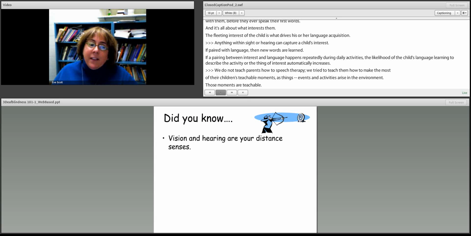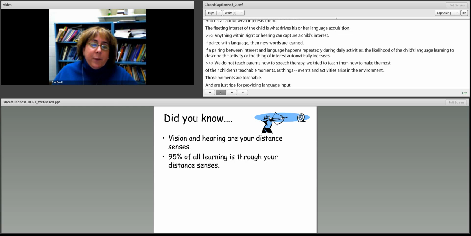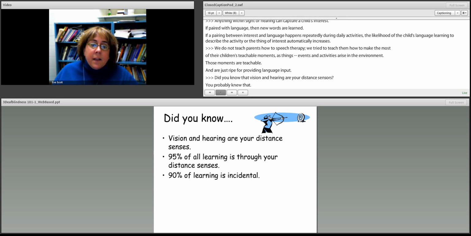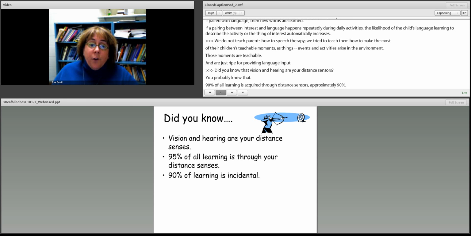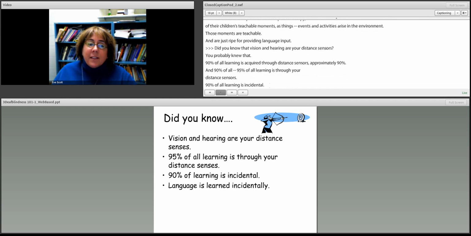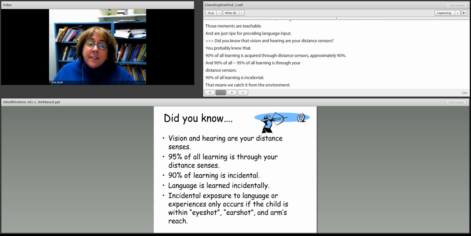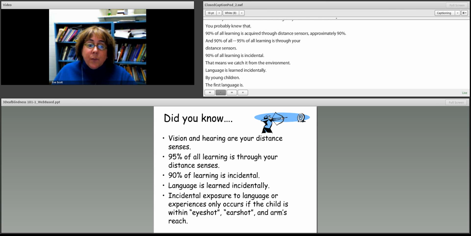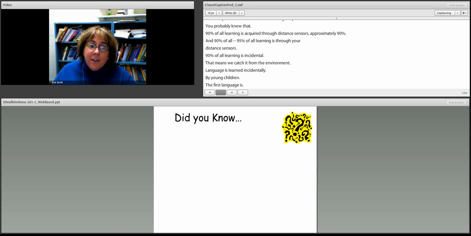Did you know that vision and hearing are your distant senses? You probably knew that. Approximately 90% of all learning is acquired through distance senses, and 90% of all learning is incidental. That means we catch it from the environment. Language is learned incidentally by young children, the first languages. Incidental exposure to language or experiences only occurs if the child is within eyeshot and earshot and arm's reach of those experiences.